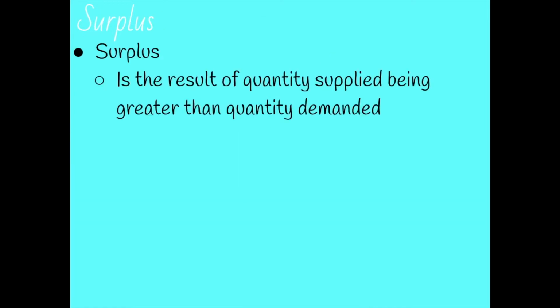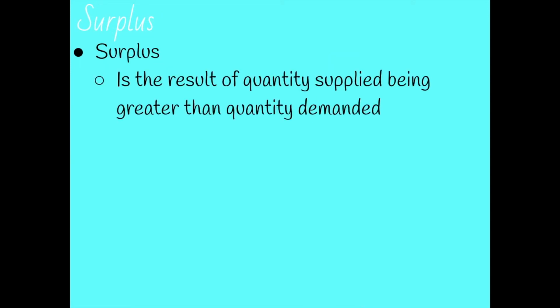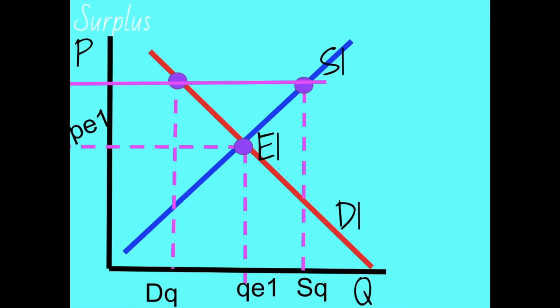A surplus is when there's more quantity supplied than quantity demanded. A shortage right now would be toilet paper, whereas a surplus right now could be gasoline, or it could be work clothes. All right, so look at your surplus. If you come down to the quantity axis, you can see quantity supplied, where the purple dot meets the blue line, is greater than quantity demanded, where the purple dot meets the red line at this line up here at the top.